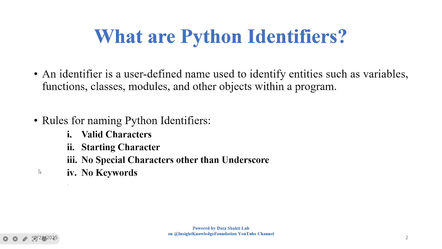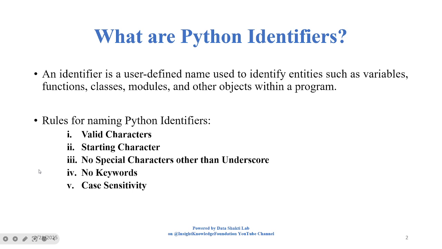Then another rule is case sensitivity. It means Python identifiers are case sensitive. For example, if we write the word Python with capital letters and with small letters, then in Python it will be considered as two different identifiers.